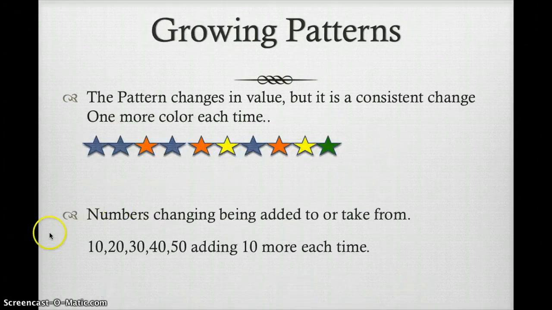You also have growing patterns, and growing patterns is when the value changes or something changes, the color changes, one more something changes, but it's always a consistent change. So for this color pattern, you have blue, then you have blue orange, then you have blue orange yellow, then blue orange yellow green. So each time it's changing, it's adding one more colored star onto its pattern.